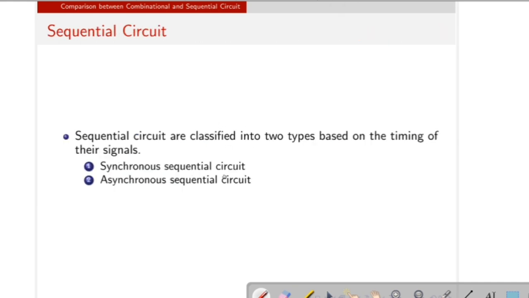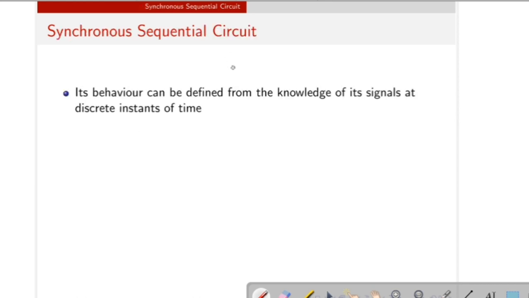Then sequential circuits are classified into two types based on the timing of their signals. They are synchronous sequential circuit and asynchronous sequential circuit. Next I will explain what is a synchronous sequential circuit. The behavior of the synchronous sequential circuit is defined from the knowledge of signals at discrete instants of time. That means at discrete moments or discrete instants of time, a particular signal is given to the circuit, and based on that signal the circuit changes its state.